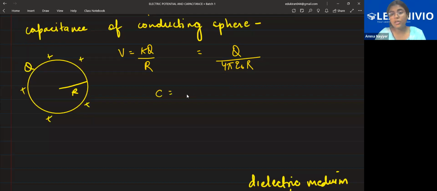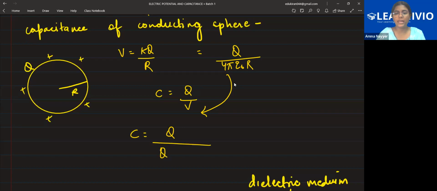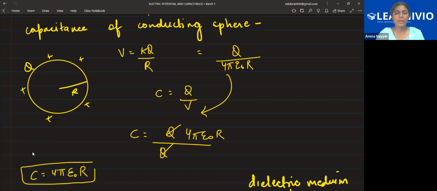Next is the formula of capacitance, q by V. So let us put the value of V here. C will be equal to q divided by the potential, and this term will go in the numerator: 4 pi epsilon naught r over q. q cancelled, so C is equal to 4 pi epsilon naught r. This is the formula of capacitance. It's just that this is for a sphere in vacuum. Suppose the dielectric medium is present.